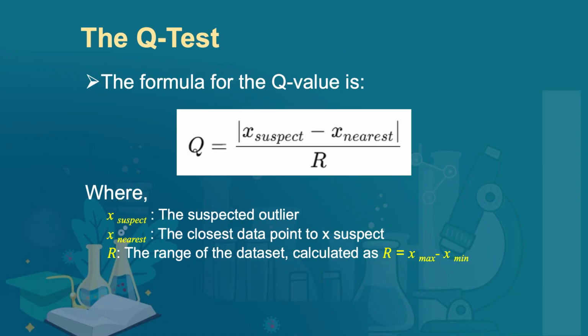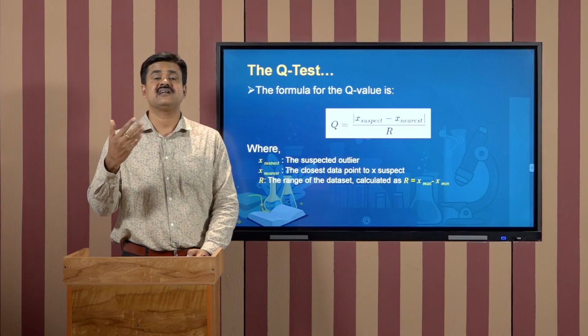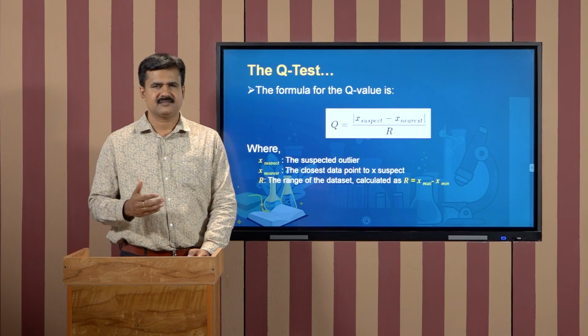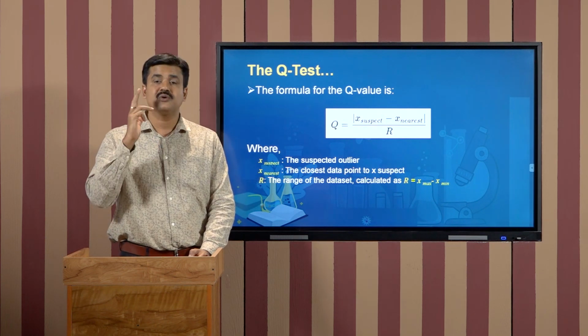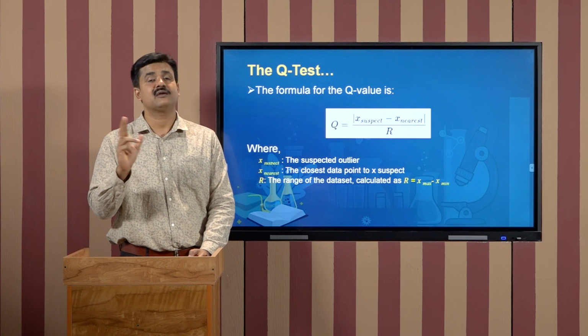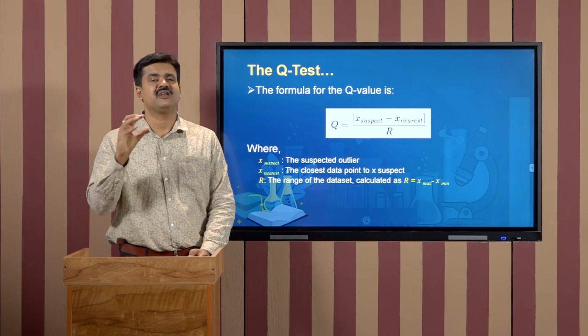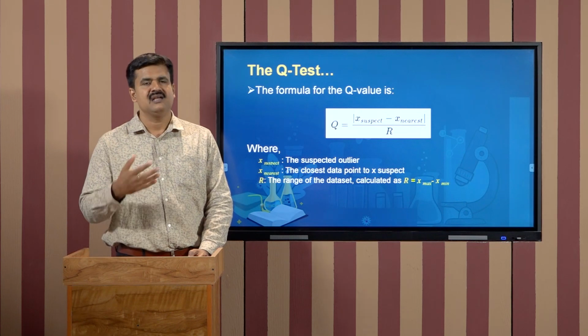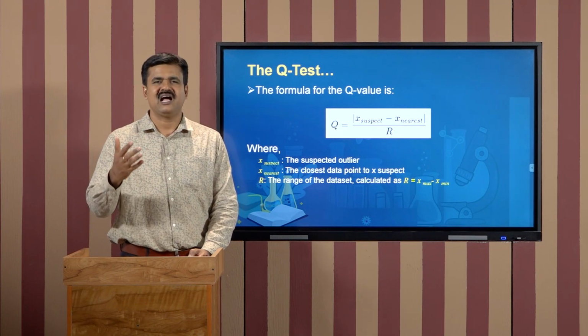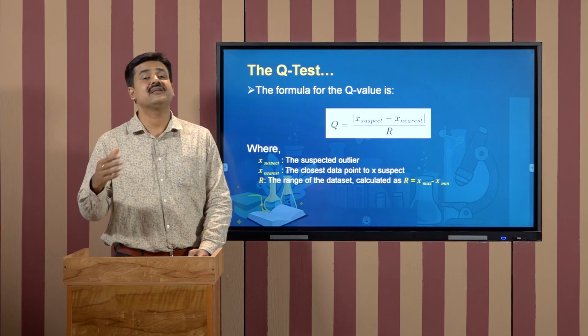Now, the formula to calculate Q value is given here. Q value can be calculated by using the expression modulus of x suspect minus x nearest divided by R. In this expression, x suspect represents the suspected outlier. What do you mean by the term suspected outlier? You are looking at all the values and you take a particular value and you are going to check whether it is an outlier or not. That concerned fixed value is known as the suspected outlier. We are suspecting that value and we are finding out whether it is an outlier or not.